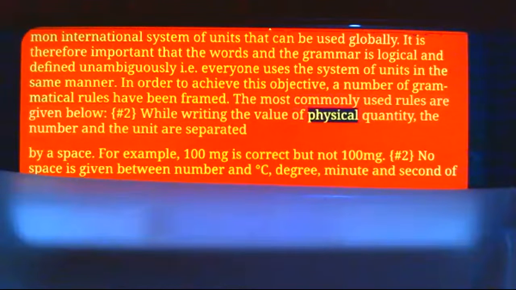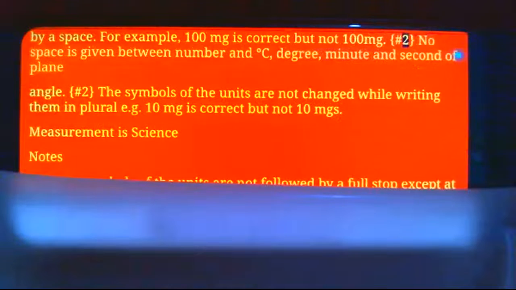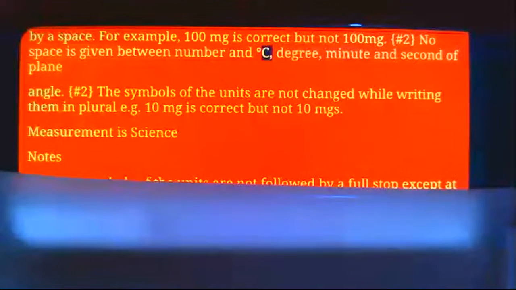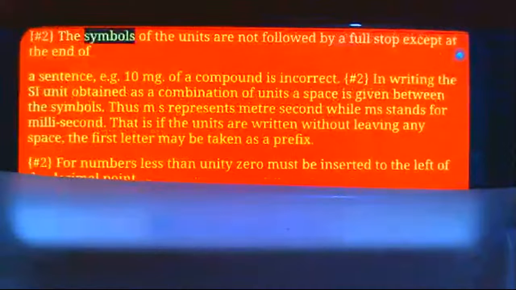Number 1. While writing the value of a physical quantity, the number and the unit are separated by a space. For example, 100 mg is correct but not 100mg. Number 2. No space is given between the number and degree C, or the degree, minute and second of plane angle. Number 3. The symbols of the units are not changed by writing them in plural, e.g. 10 mg is correct but not 10 mgs. Number 4. The symbols of the units are not followed by a full stop except at the end of a sentence. 10 mg. of a compound is incorrect.